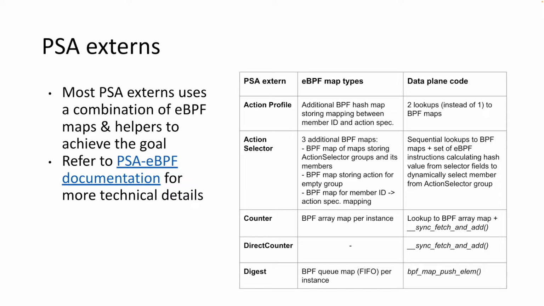The digest extern uses a BPF queue map for each instance of digest. The BPF queue map implements a FIFO queue, and the data plane uses the BPF map push element helper to insert data into a queue. Then the user space is responsible for performing periodic queries to get the next piece of data from the data plane.